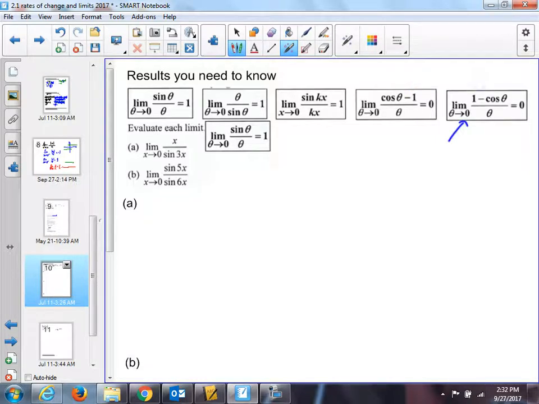Okay? Now, evaluate each limit here. Let's see how this works. We have to turn a into.